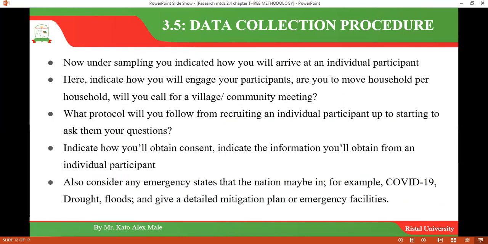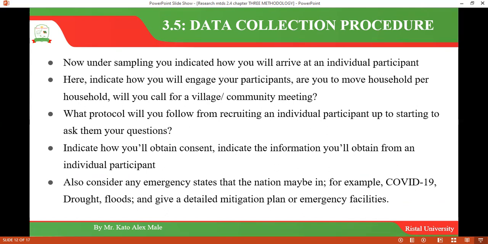Good. Then I'll proceed to 3.5, that is data collection procedure. Here, under sampling, you indicated how you'll arrive at an individual participant. You told us how you select an individual to become a participant of your study, or how you will arrive at your sample. You understand? So here, under data collection, you must tell us how you will engage your participants.